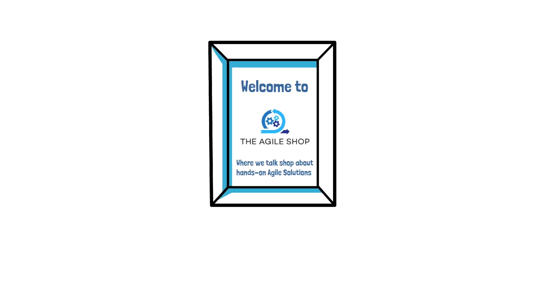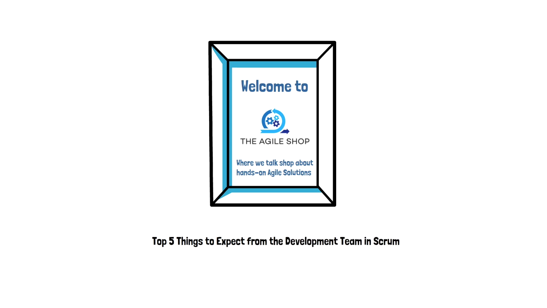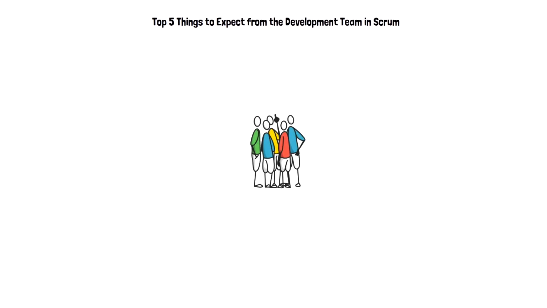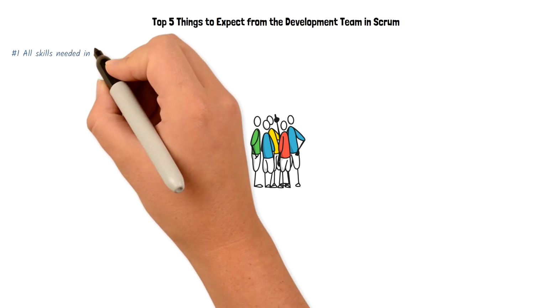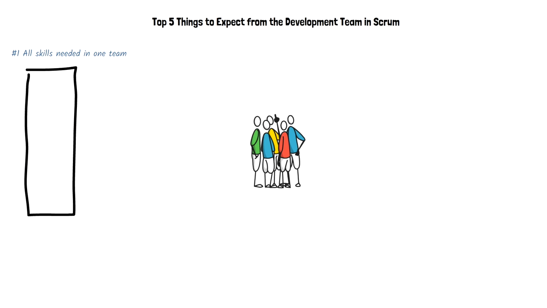In this video, we will cover the top 5 things to expect from the development team in Scrum. The development team should be composed of all the skills necessary to deliver the business value. The team must deliver a vertical slice of the product functionality each sprint. That means those roles must be able to design, develop, integrate, test, and deploy a slice of that functionality.